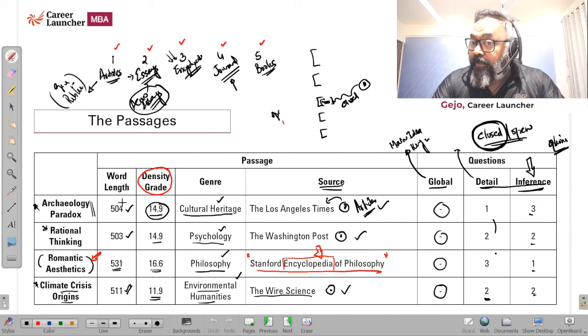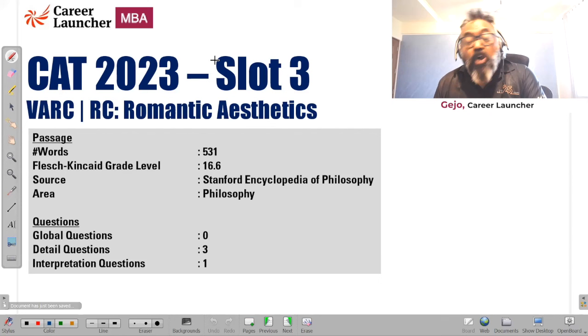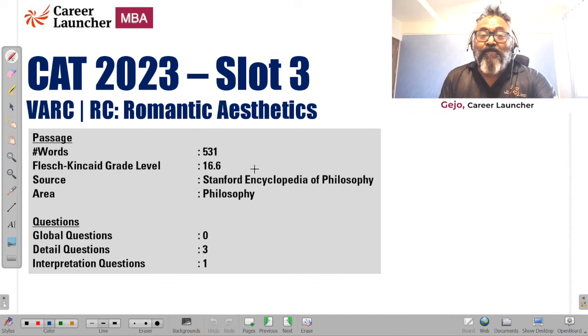CAT 2023, slot number three. This is a passage on romantic aesthetics. This passage had 531 words, slightly more to read. The density level is too much.